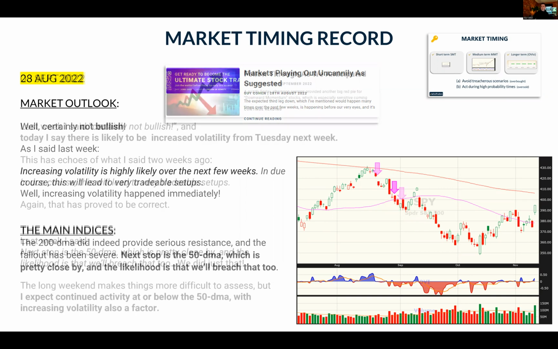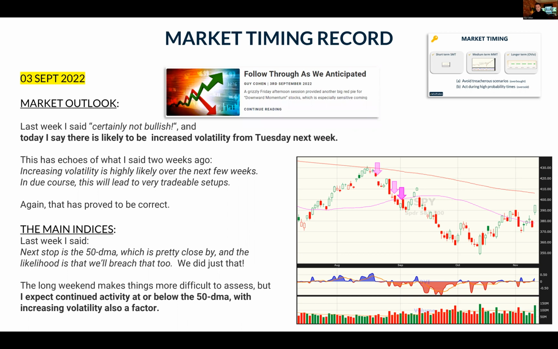Now, the following week, 3rd of September, I'm still bearish, and I'm still saying, look, likely to be more volatile once the holidays are over, once the Labor Day holiday is done. I expect continued activity at or below the 50-day moving average with increasing volatility. Well, here's what happened. We got increasing volatility, and then we had these two bars that went above the 50-day moving average.